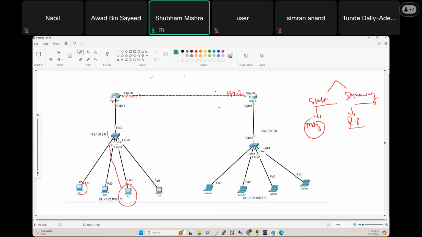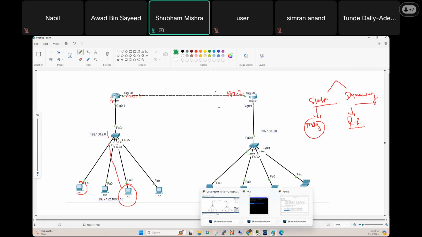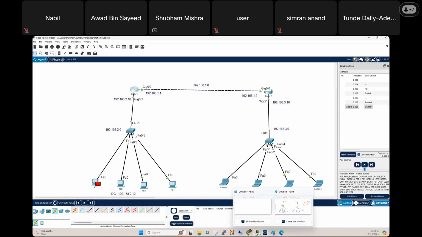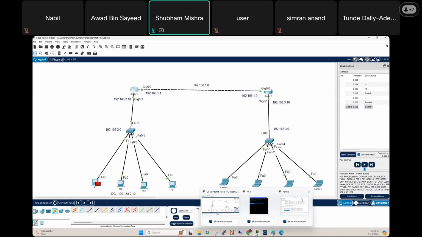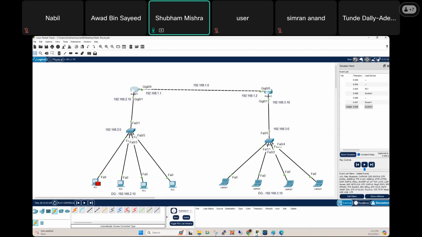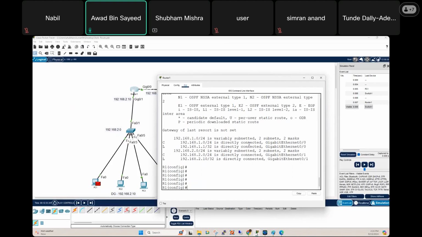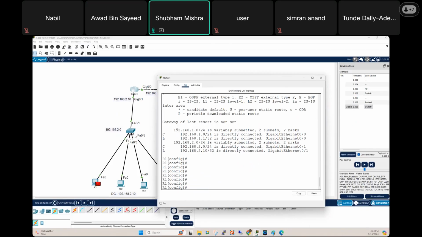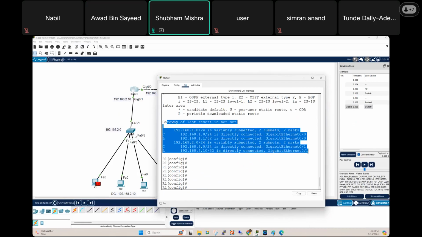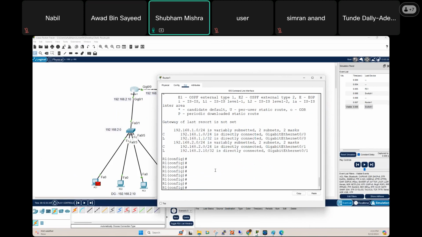So come here and configure it. When you come on the topology, where do I need to configure, guys? Tell me. Do I need to configure on R1? Yes or no? Yes. See, right now this is the routing table. In your routing table, is there any default route? The answer is no. There is no default route.